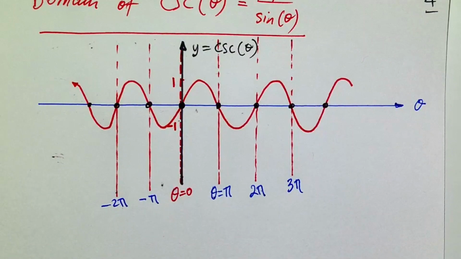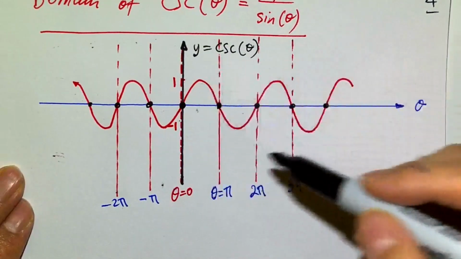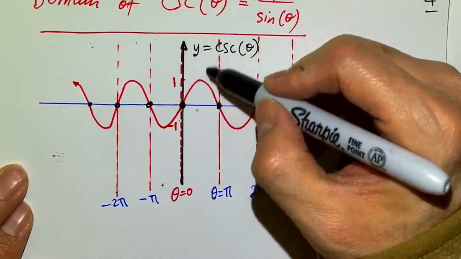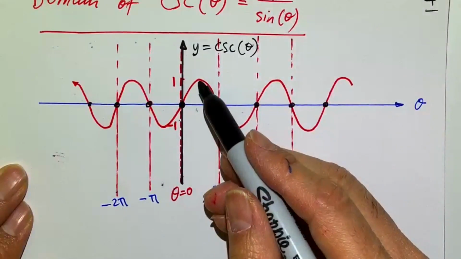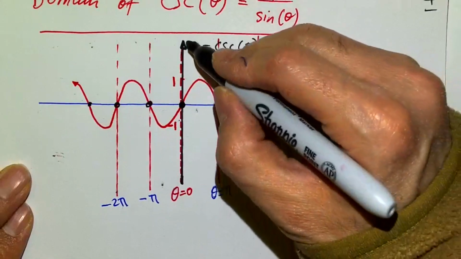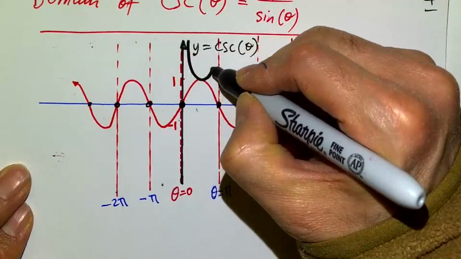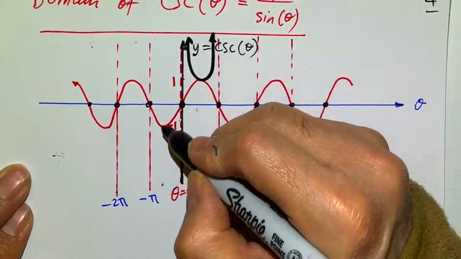So where would the cosecant function graph be then? Well, it'll be right at the top of each peak and at each valley here. So it would be like this. It would be like this.